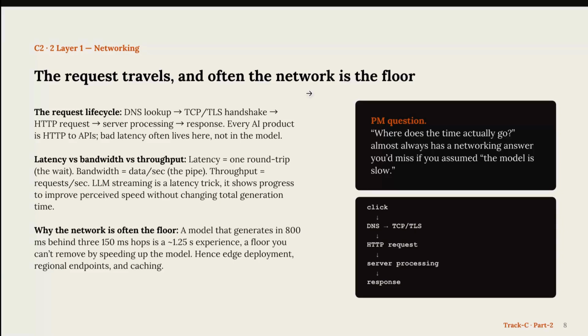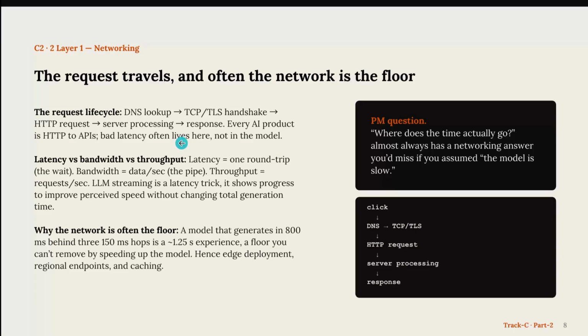There is a DNS lookup that happens that tells which server I need to send the request to. TCP, or transmission control protocol, and transport layer security need to do a handshake. Then it needs to do an HTTP, hypertext transfer protocol, request, and then it sends it to the server that is going to process the request. And similarly, it will follow back to us and give a response. Every AI product is HTTP to APIs. So bad latency often lives here, in some of these layers, not in the model.